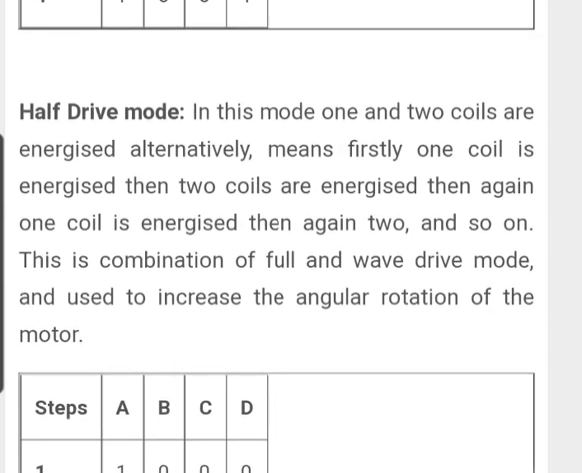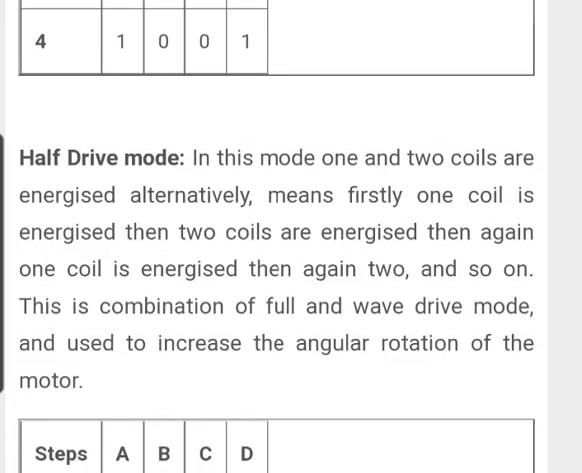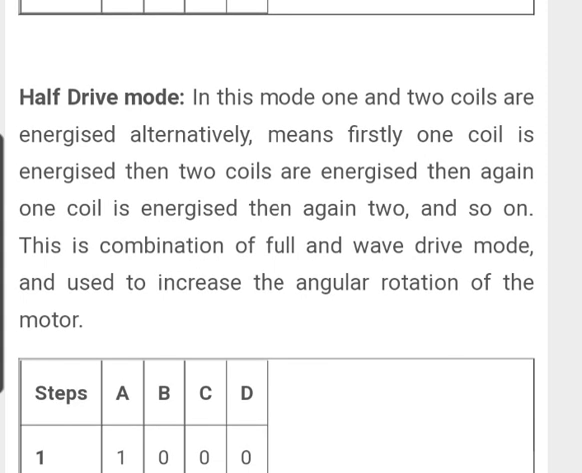Then the next type is half drive mode. Now in this mode, 1 and 2 coils are energized alternatively. It means that firstly 1 coil is energized, then 2 coils are energized, then again 1 coil is energized, and again 2 coils are energized, and so on.